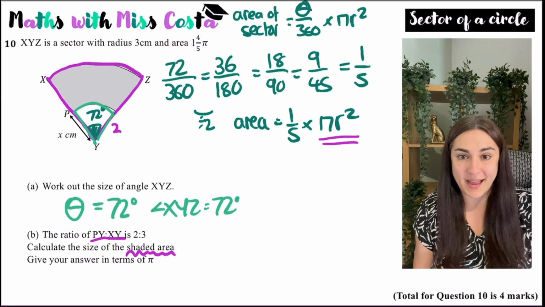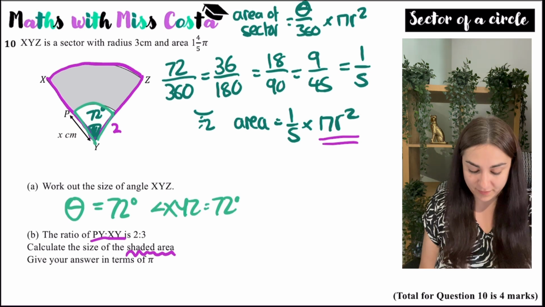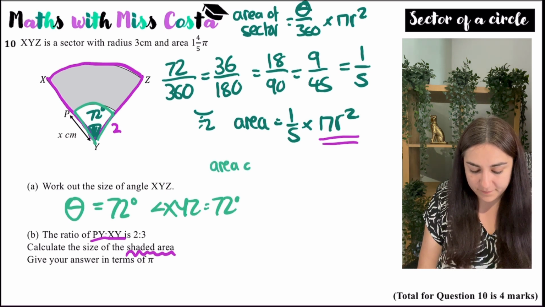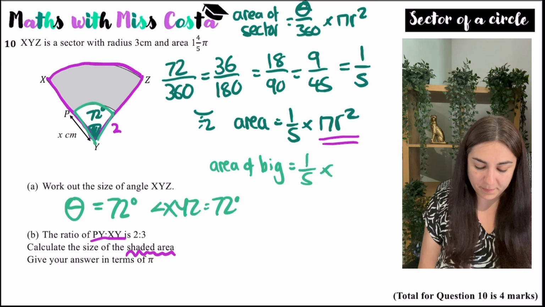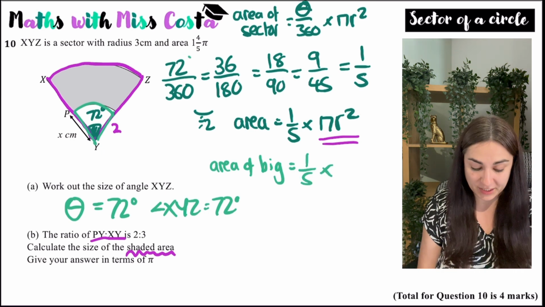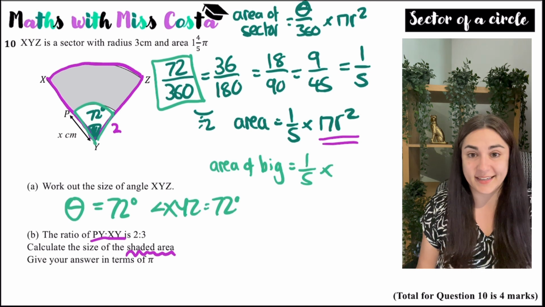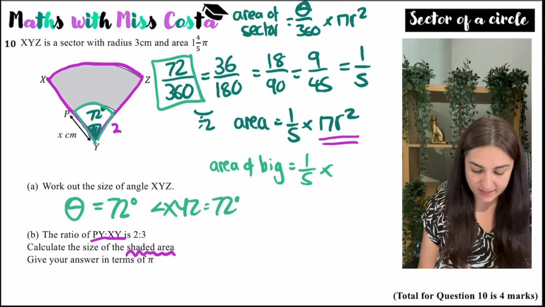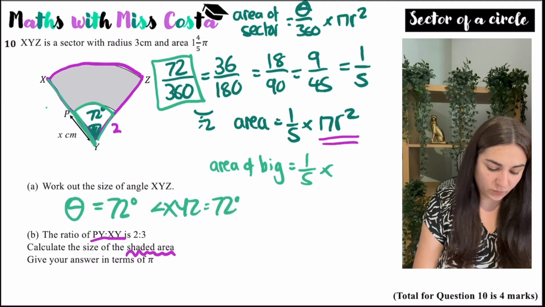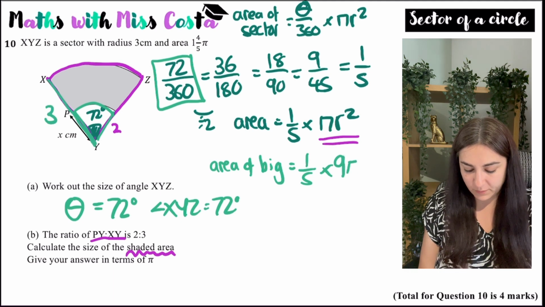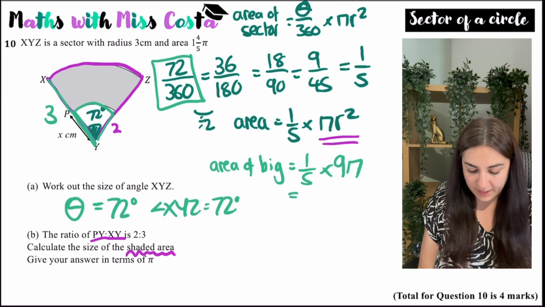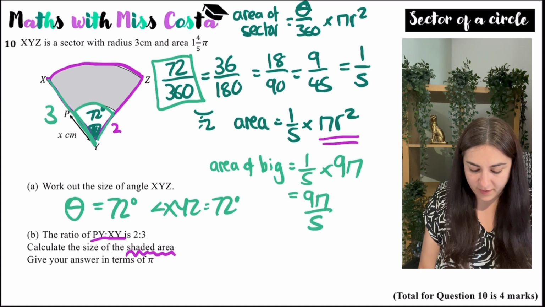They both have the same angle, so I can multiply both of them by 1/5. So area of big sector is going to be 1/5 times pi r squared. If the fifth thing is confusing you, just use 72 over 360. I just did it to simplify the numbers. Well, this long radius here is 3. So that would be 1/5 times 9 pi. So that would be 9 pi over 5.